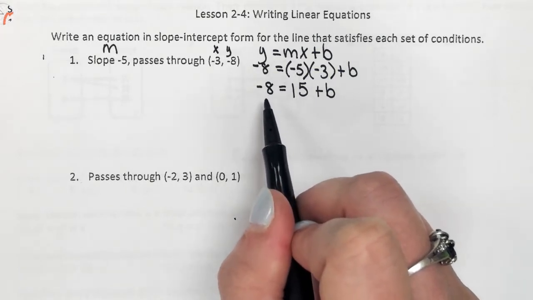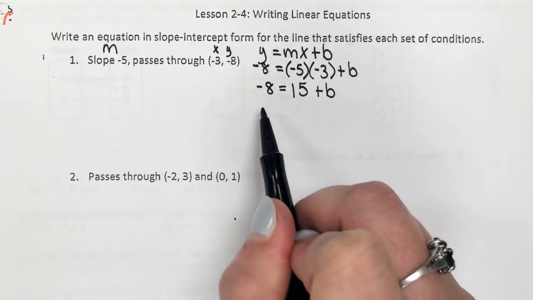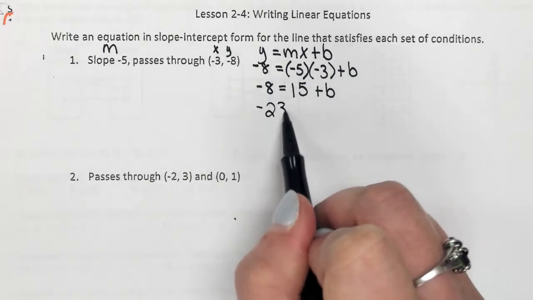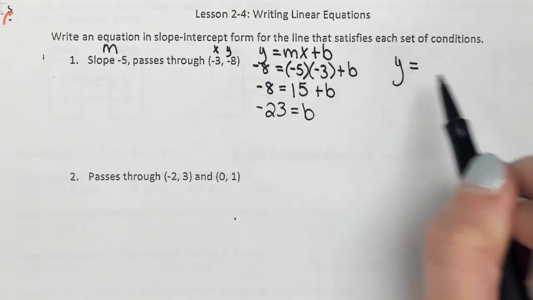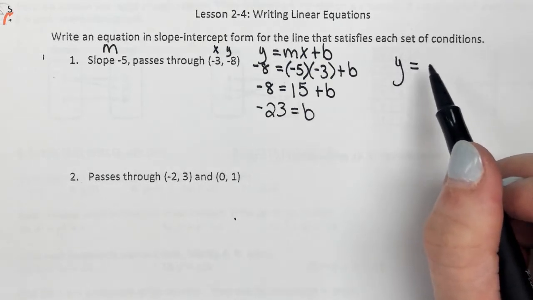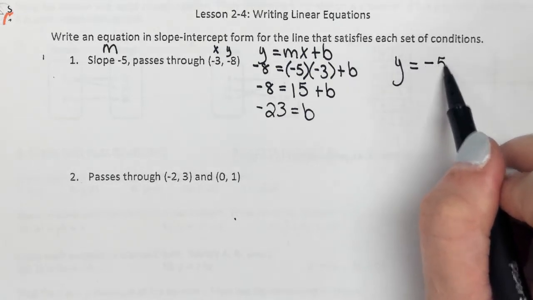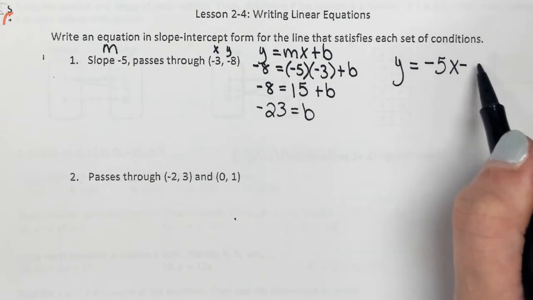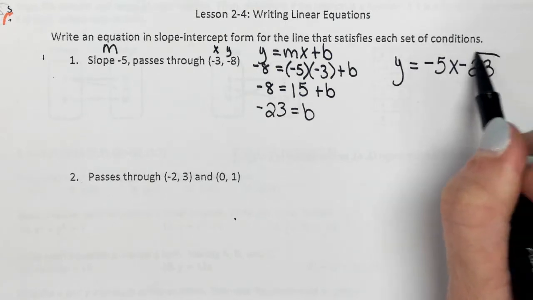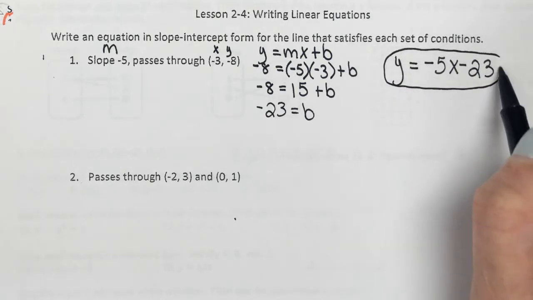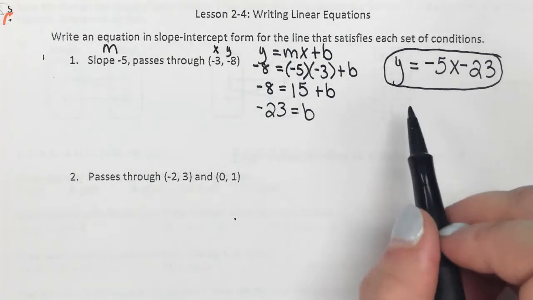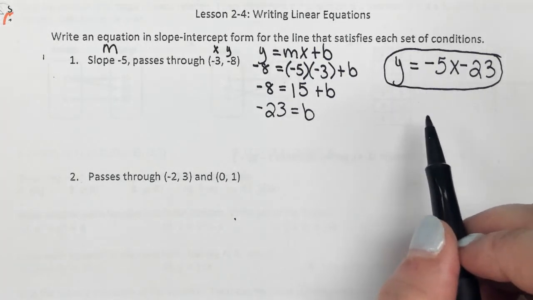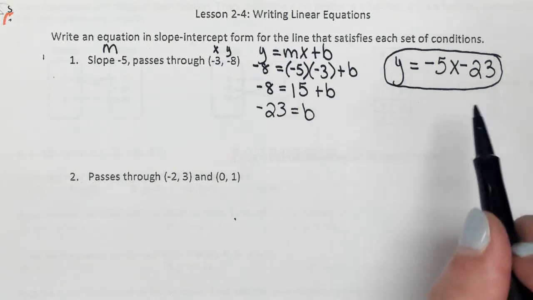-15. What's -8 minus 15? -23. Very good. So if I were to write in slope-intercept, it would be y equals my slope, -5x, and then minus the b is -23. Y'all okay? All right, and just for practice to make sure we're okay on everything, I want you to put this in standard form as well. What was standard form?